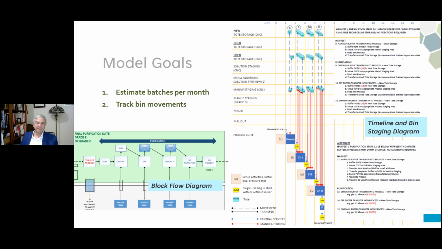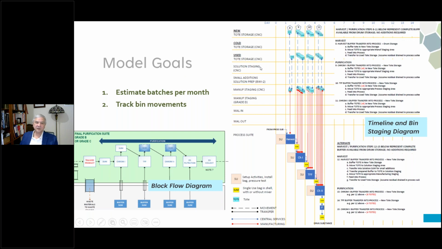We wanted to estimate how many batches per month this cell therapy or gene therapy facility could make. There's also a viral vector in this facility. This one also wanted to track bin movements.